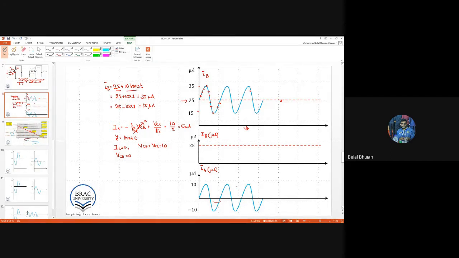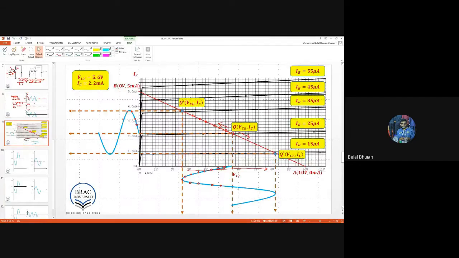Now, next we learned how to draw the load line. If you draw the load line, that is the Q point. This is the load line, and the load line is intersecting many IV characteristics, and this Q point is for IB equal to 25 microampere.